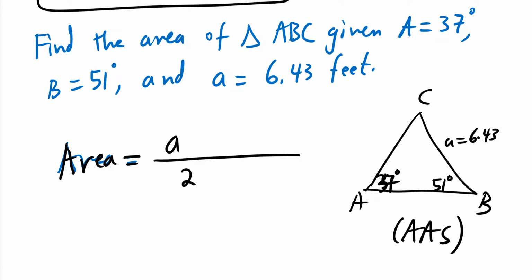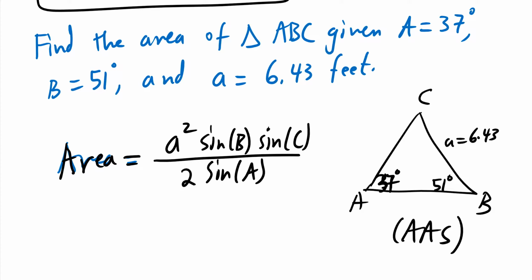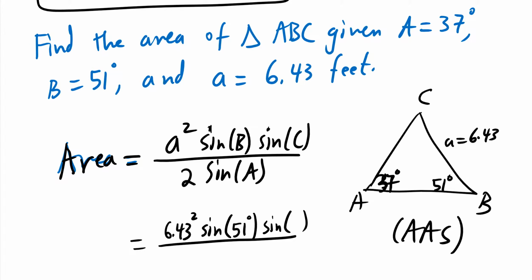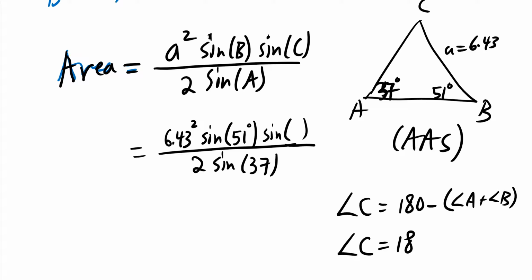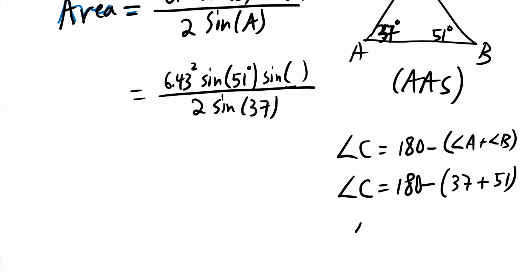There's always 2 here. a is given, so a squared, so that goes sine A down there, and then sine B up here and sine C. Okay, now all we have to do is substitution. a is 6.43 squared times sine of angle B, which is 51 degrees, sine of angle C that I don't know, but I do know angle A is 37. So to find C, as I said before, it is always 180 minus angle A plus angle B. So angle C is 180 minus, A was 37 and B is 51. So angle C equals 92 degrees. So we don't need this. I can substitute that in there.